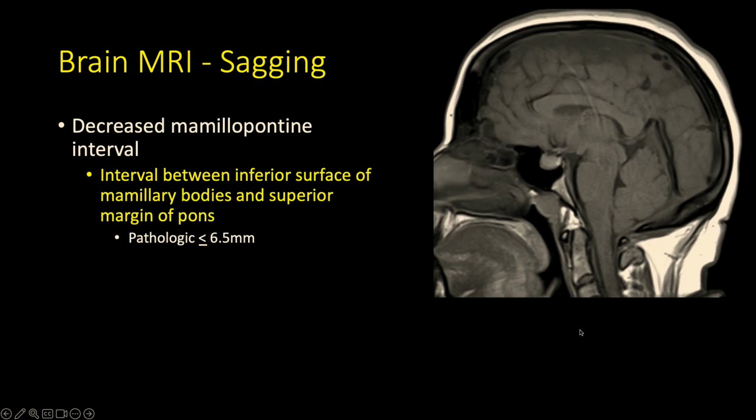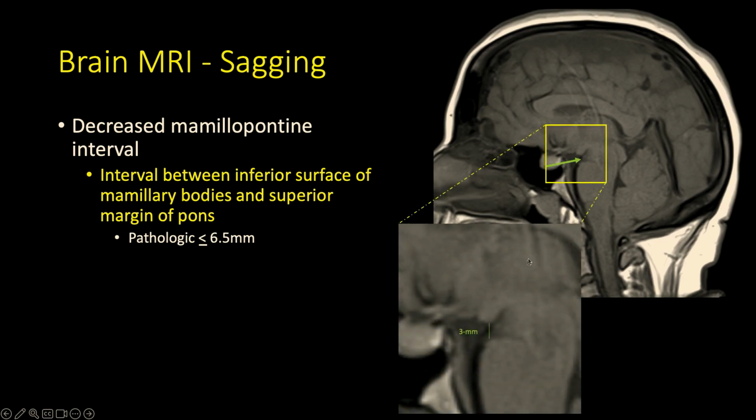And then for narrowed mammillopontine interval, this is the distance between the inferior aspect of the mammillary bodies and the top of the pontine belly. If that number is less than 6.5 millimeters, that's considered abnormal.